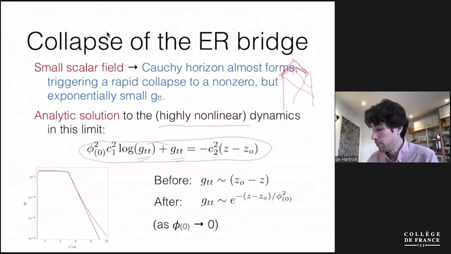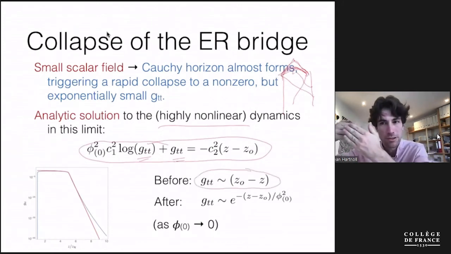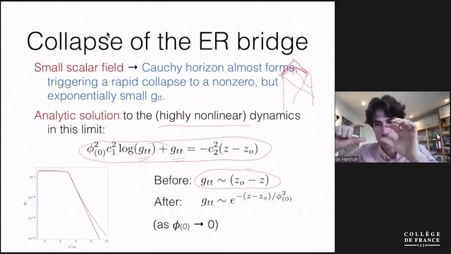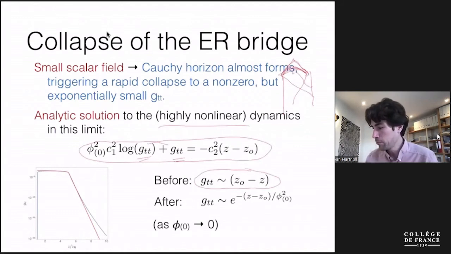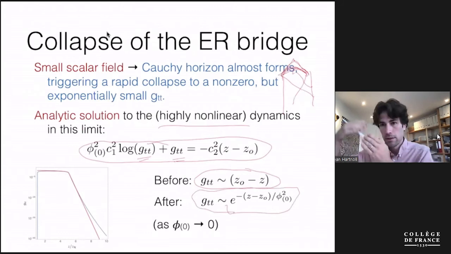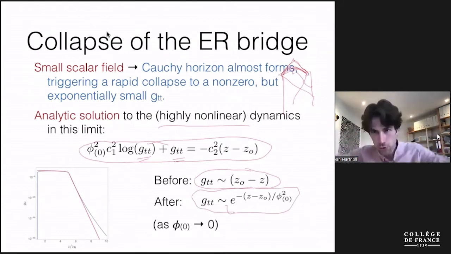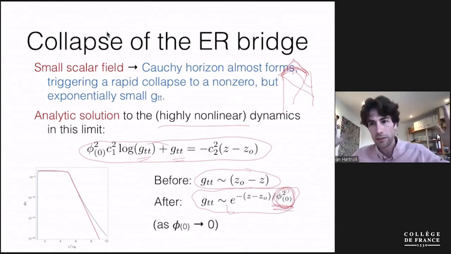And so beforehand, as you approach the collapse, GTT is vanishing linearly, right? Because that's like a horizon, right? At a horizon, GTT would vanish linearly for the inner horizon. But then suddenly, at a very short proper time, it becomes exponentially small. Okay, so it doesn't go to 0, but it suddenly swoops down. And how fast that happens, it gets faster the weaker the value of the scalar field at the boundary.